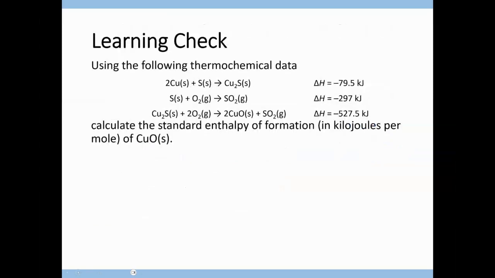Okay, let's do another example. I'll give you all like 2 minutes to get started, and then we'll go through it together. So we are calculating the standard enthalpy of formation in kilojoules per mole of copper oxide. So we're forming copper oxide. We'll talk more about standard enthalpy of formation, but in case you don't have it on your slides, we're taking copper as a solid in its standard form, oxygen as a gas in its standard form, and forming copper oxide. That's what you're looking for.